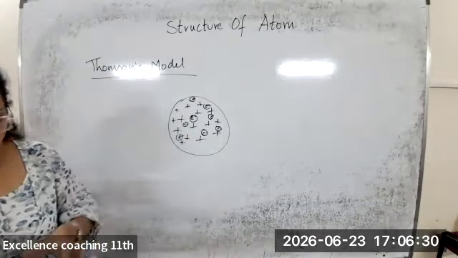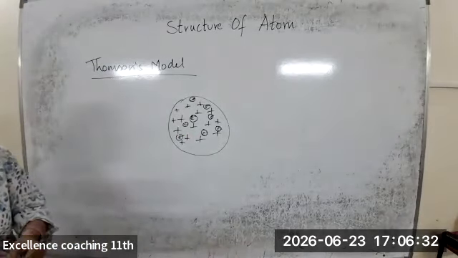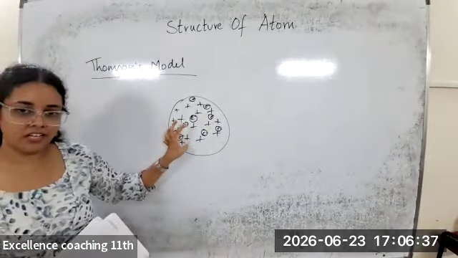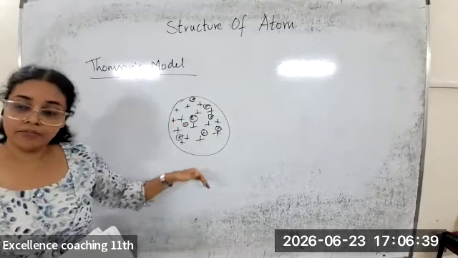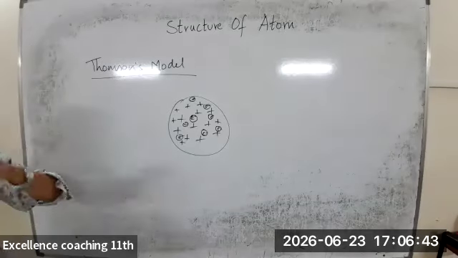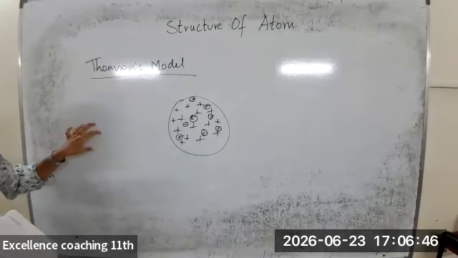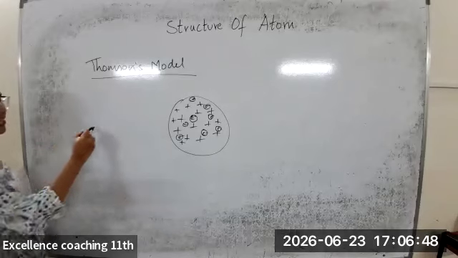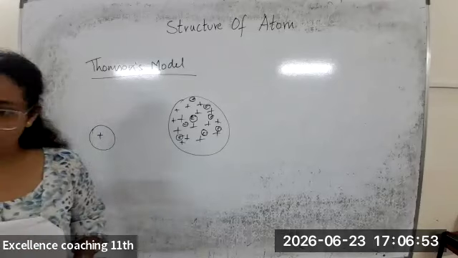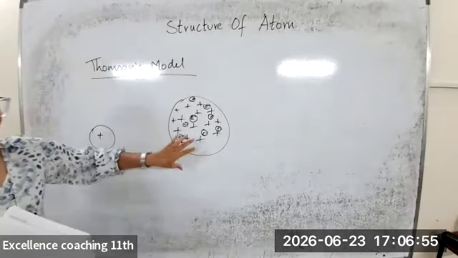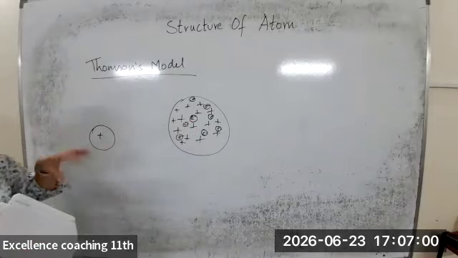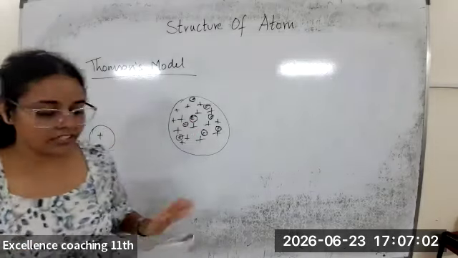So then what are the drawbacks of it? Though Thomson said that there will be positive charge and the electrons are embedded, there were drawbacks. You can also see, if we compare to the present model, where we consider the positive charge inside the nucleus and the electrons outside it, there will be a drawback, because this is not the same as our present day atom. So what are the drawbacks?